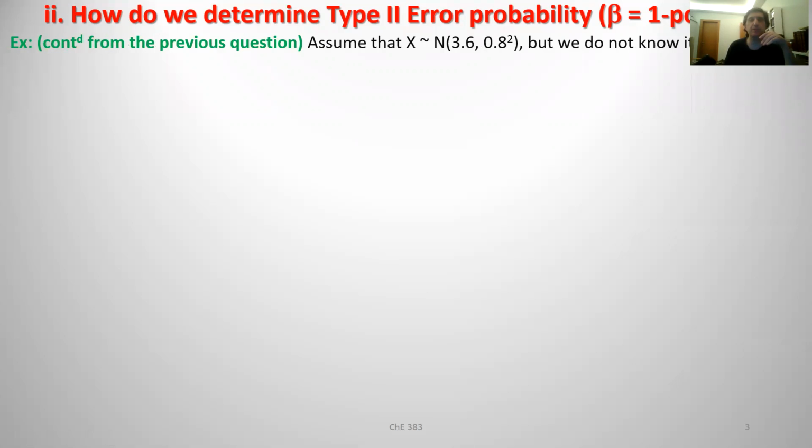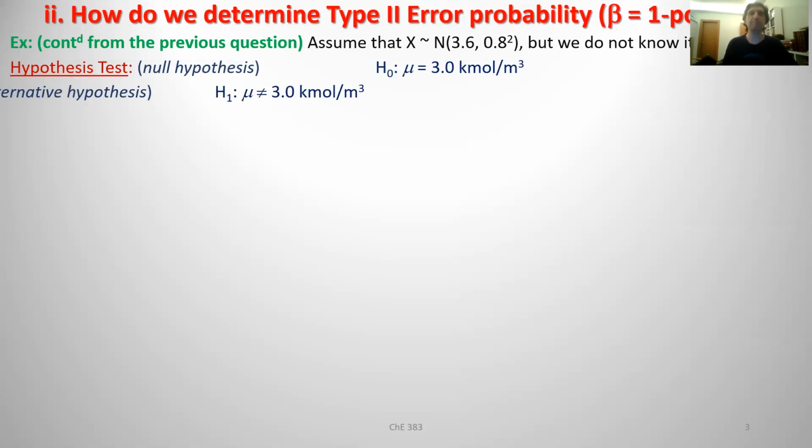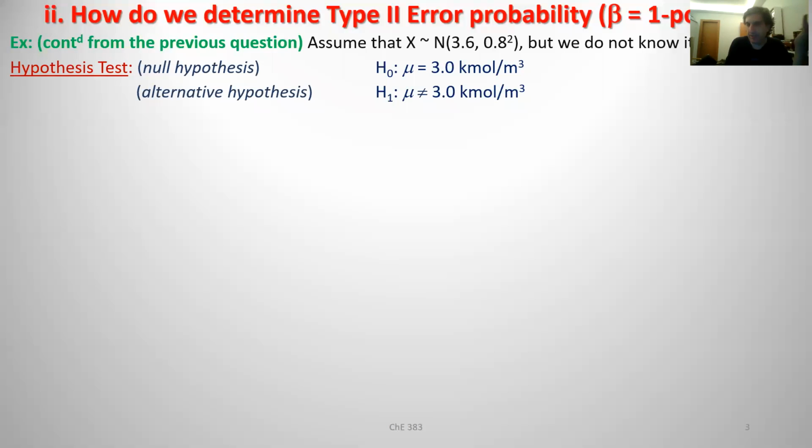All right, let's continue with the previous question. Remember the original distribution had a mean of 3.0, but now assume that X is normally distributed about 3.6 with the same variance. But actually we do not know that. In reality, we would not know this, but we just do this to analyze the mechanics of the hypothesis testing. So assume that X is really distributed in this fashion, but as I said, we don't know it.